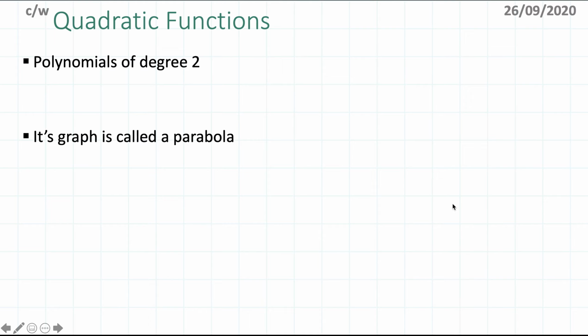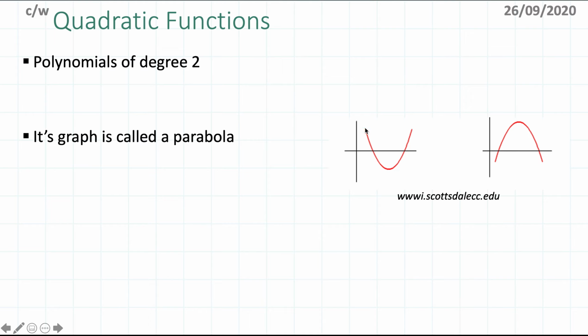The graph of a quadratic is called a parabola, and it could be concave down or concave up. And we'll look specifically at more of the properties, but this is a special way the graph of a quadratic looks like.